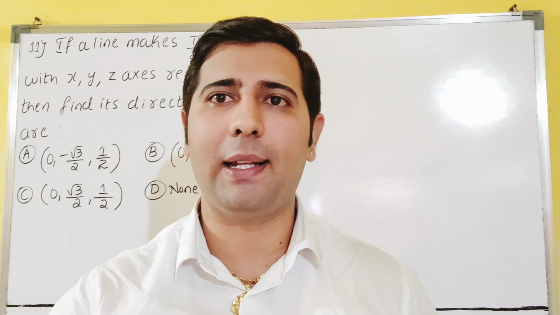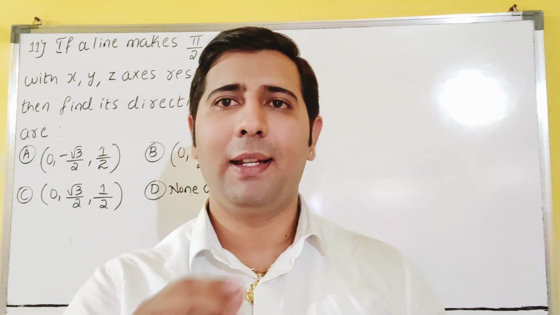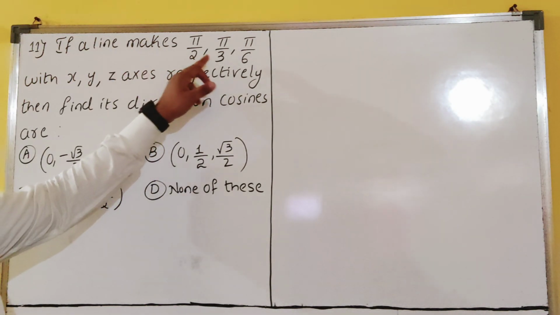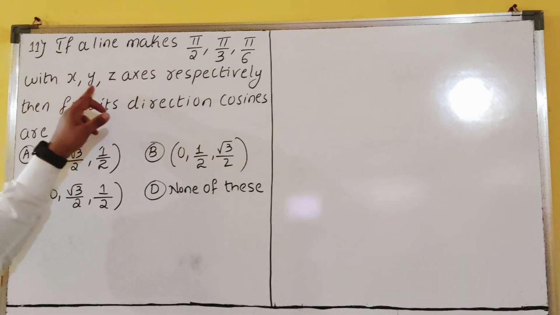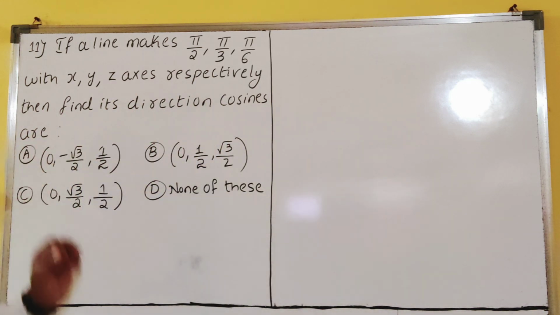In today's class we are learning 3D geometry remaining MCQ questions theory, dear students. Now let us see the next question, 11th. If a line makes pi by 2, pi by 3, pi by 6 with x, y, z axis respectively, find its direction cosines.